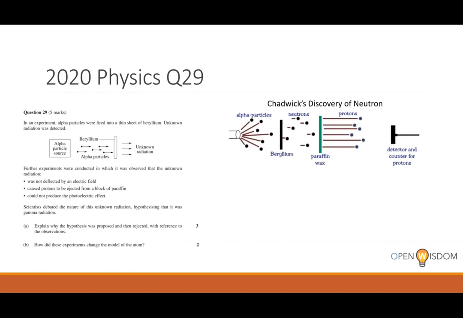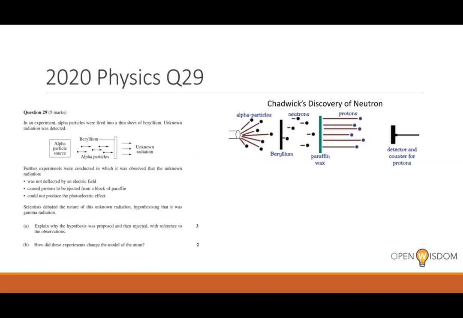We know that the experiment was performed by shooting alpha particles at a beryllium metal. This in turn knocked out neutrons to collide with the paraffin wax, which is rich in protons. And the protons would then be ejected from the paraffin wax onto a detector where their velocities and energy could be measured.